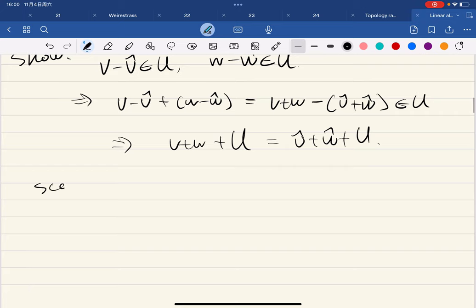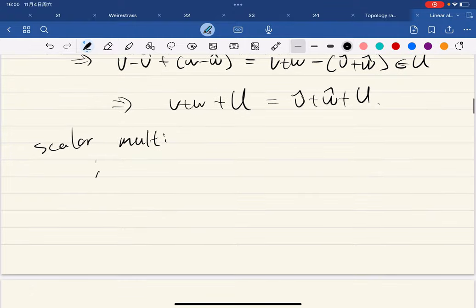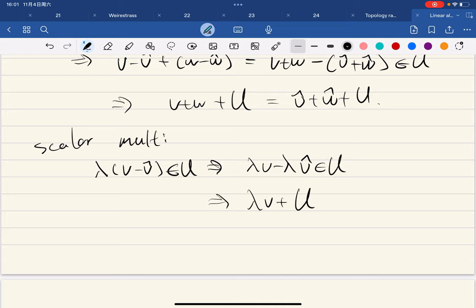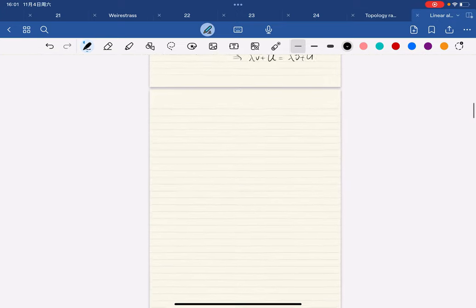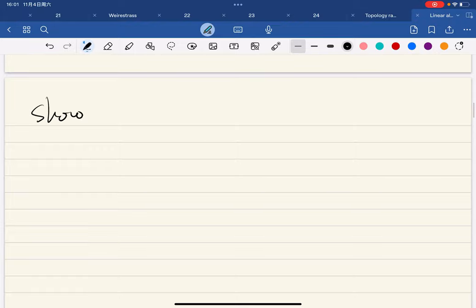For scalar multiplication, we have λ(v - v') is in U. Then we know that λv - λv' is in U. So we have λv + U equal to λv' + U. And we're done. To show it's a vector space, show that V/U is a vector space.